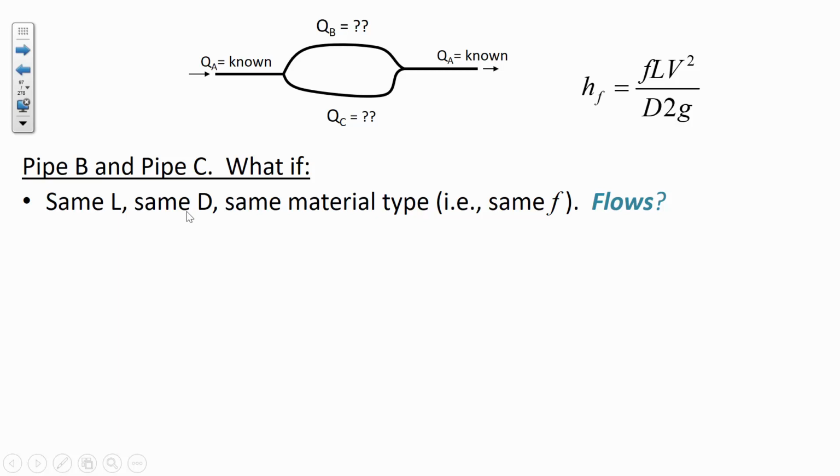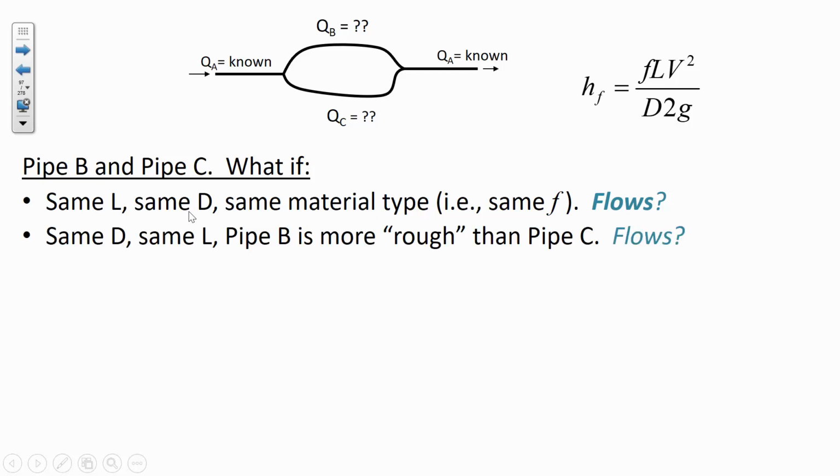There has to be a reason for more of the flow to go through one pipe than is going through another pipe. All right, so what if they both have the same diameter and the same pipe length, but what if pipe B, this one on top, what if it was more rough? Then which pipe would you expect to have more flow versus less flow?